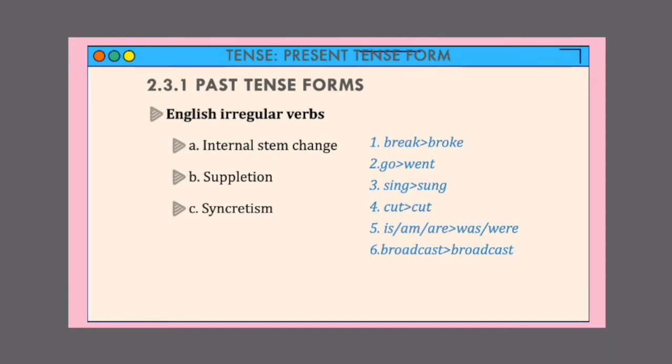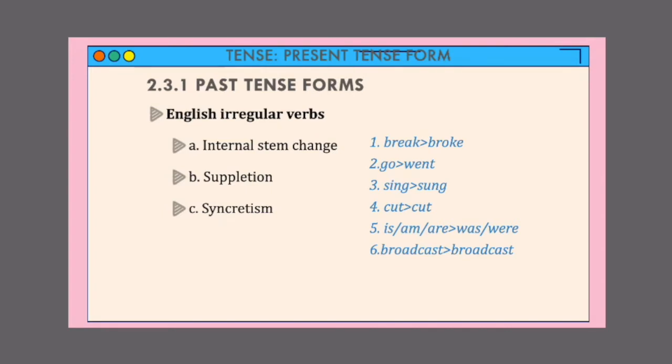So we have three different processes, which are internal stem change, suppletion, and syncretism. As I mentioned before, internal stem change is a process where we change some sound of the word. For example, in the case of the verb break, broke, or sing, sang. And suppletion is a process where we totally change the form. For example, the verb go to went, is, am, are to was, were. And syncretism or zero morpheme is a process where we change nothing to the form. So we have the verbs cut, cut, and broadcast.